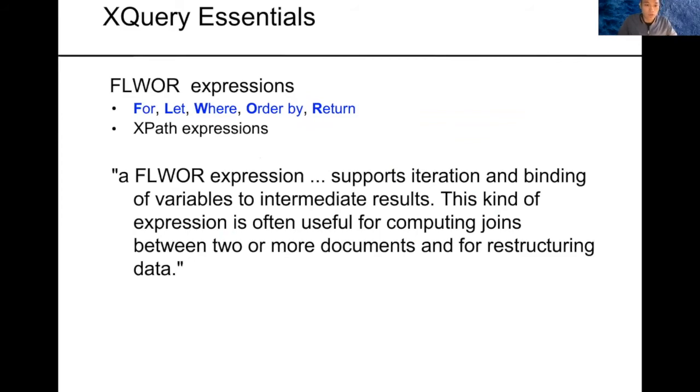The XQuery includes 2 essential parts. The first one is a FLWOR expression, for, let, where, order by, return, and the second is XPath expression. A FLWOR expression supports iteration and binding of variables to intermediate results. This kind of expression is often useful for computing joins between 2 or more documents and for restructuring data.